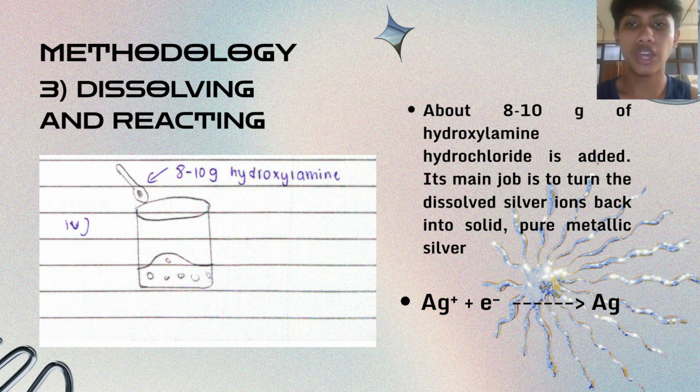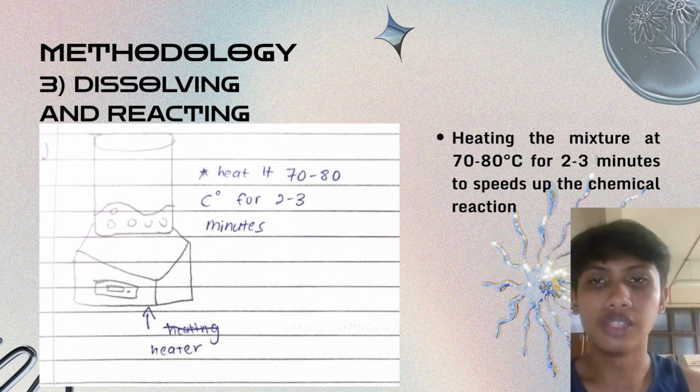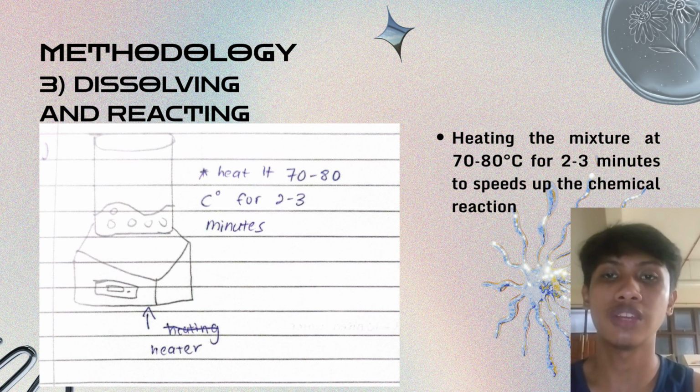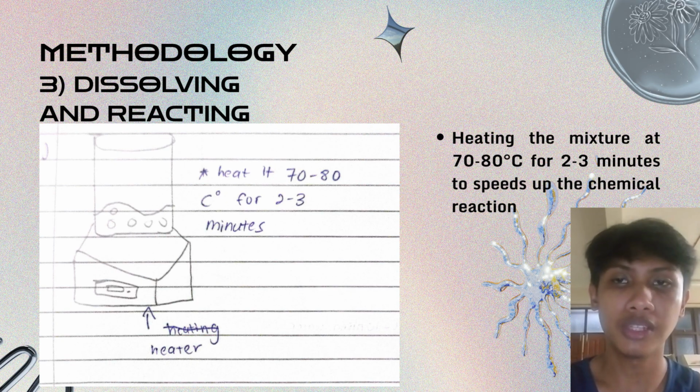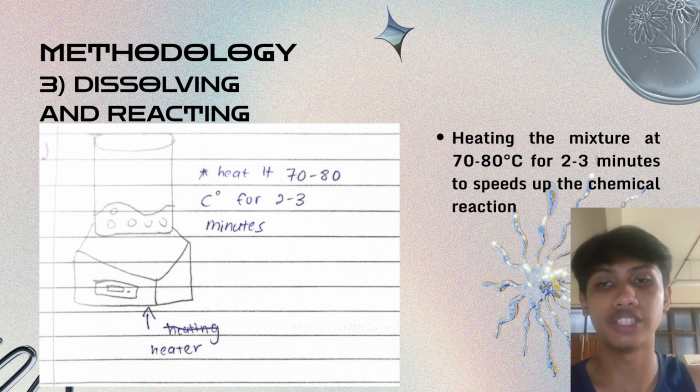Next, 8 to 10 grams of hydroxylamine hydrochloride were added. This chemical acts as a reducing agent, converting the dissolved silver ions back into pure metallic silver. The reduction reaction is Ag+ plus e- back to Ag. As a result, silver particles begin to form as a solid precipitate. The mixture was then heated to 70 to 80 degrees Celsius for about 2 to 3 minutes. Heating speeds up the chemical reaction and helps complete the reduction of silver ions into metallic silver.